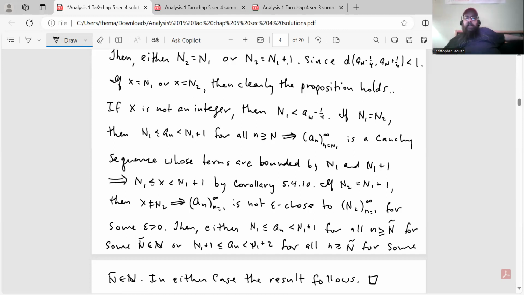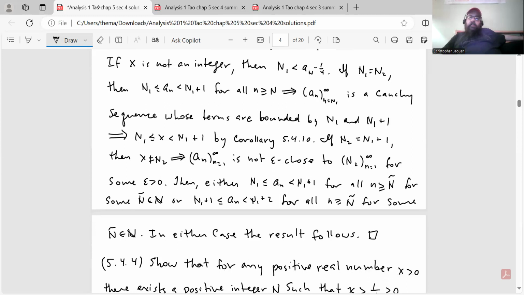And then the second case, if N2 equals N1 + 1, then x not equal to N2 implies (a_n) is not epsilon-close to the constant sequence of the rational number N2 for some epsilon greater than 0. Then either N1 ≤ a_n < N1 + 1 for all n ≥ Ñ for some Ñ in the natural numbers, or N1 + 1 ≤ a_n < N1 + 2 for all n ≥ Ñ for some Ñ in the natural numbers. In either case, the result follows, and that proves the theorem.